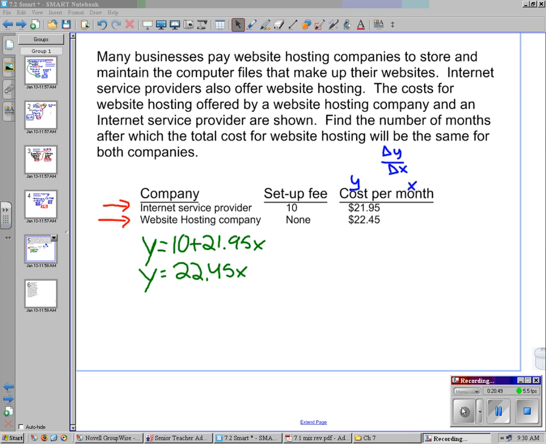Okay, in looking at all the equations that we have up, everybody who came up to the board wrote the same equations. Awesome, you all got the right equations. Wonderful. We have $10 plus $21.95 for every month. And the other one, there is no setup fee. It's just $22.45 every month. Y here is our total cost, right?